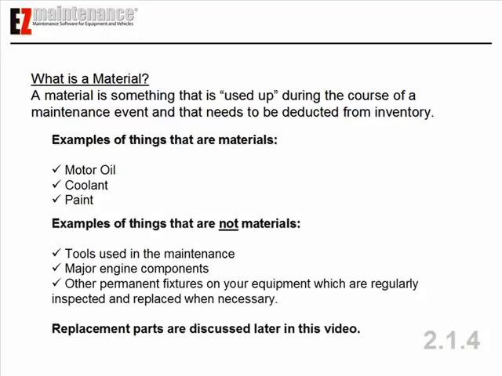Things like tools or major engine components should not be treated as materials in Easy Maintenance. Tools are used over and over again, and major engine components are more appropriately treated like replacement parts. They're regularly inspected and replaced only when necessary. We'll discuss replacement parts in this video after we're finished with materials.